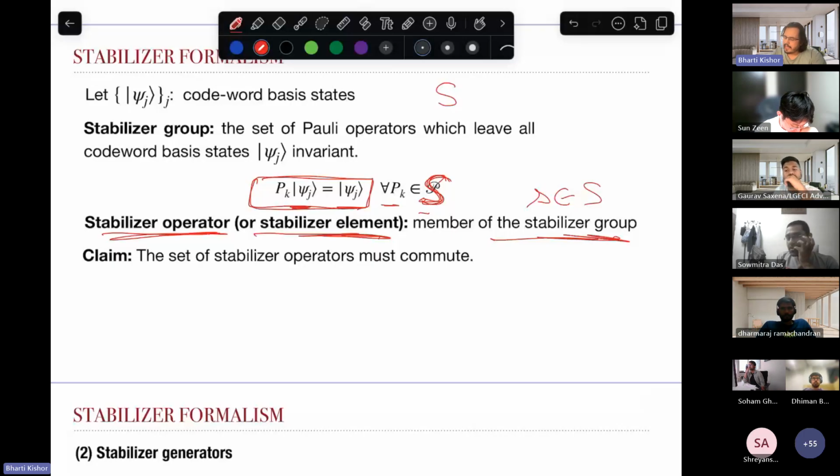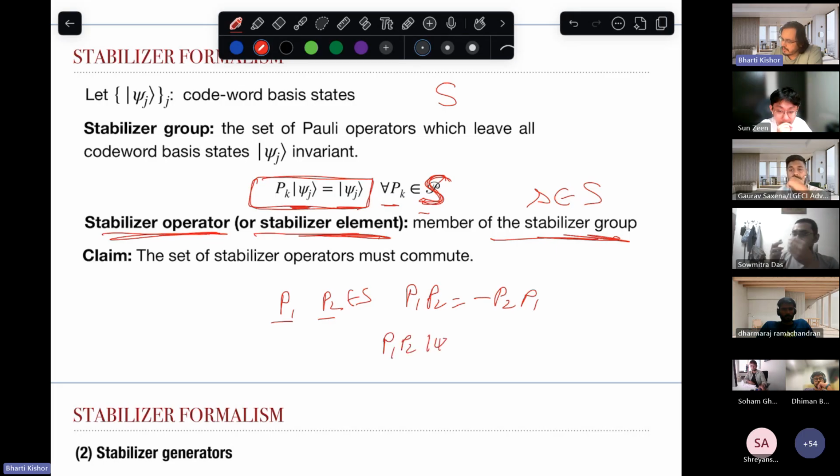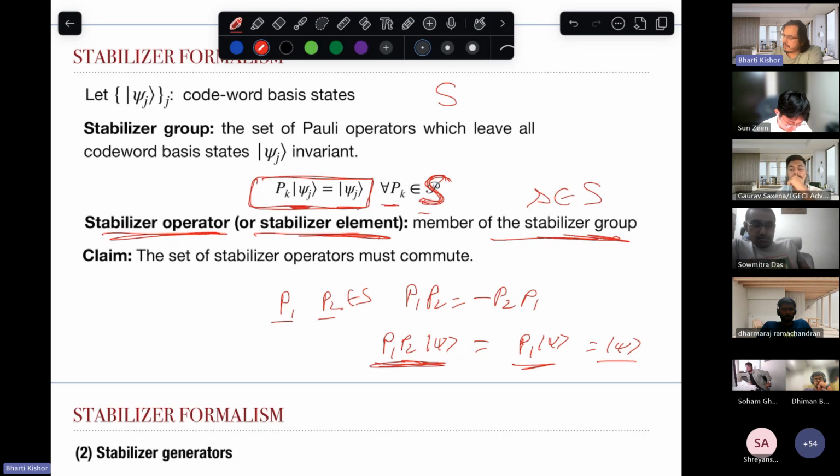So let's say we have two stabilizers, call them P1 and P2. Let's assume they belong to S, but P1 and P2 don't commute. So P1 P2 is minus P2 P1, because if they don't commute, then they anti-commute. But because they are in a stabilizer group, P1 P2 psi for any psi in the code space should give you P1 psi, because P2 psi will be psi since P2 is a stabilizer, and then P1 psi should give you psi. So P1 P2 psi should give you psi.